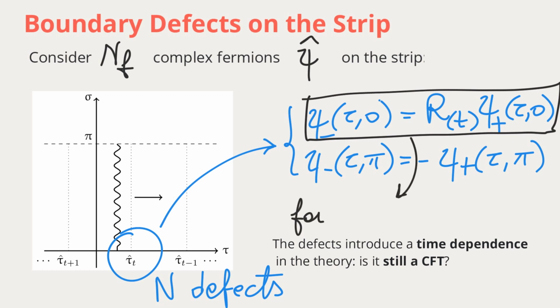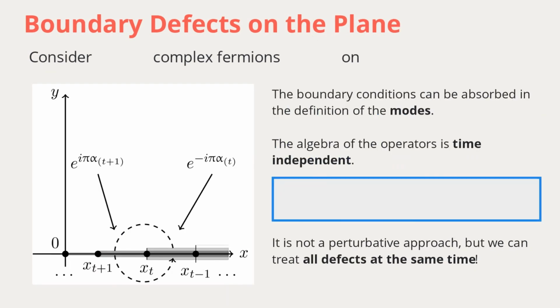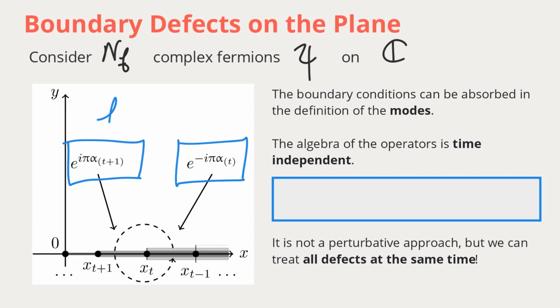And this brings to the question, is this still a CFT? Well, this is object to a proof later on. And from now on, what I can show you doesn't rely on conformal field theory properties, but this is all field theory properties. We then move to the complex plane, where we keep considering the same amount of complex fermions defined on C, and where the change of coordinates that we had on the strip have become monodromy properties of the fields.